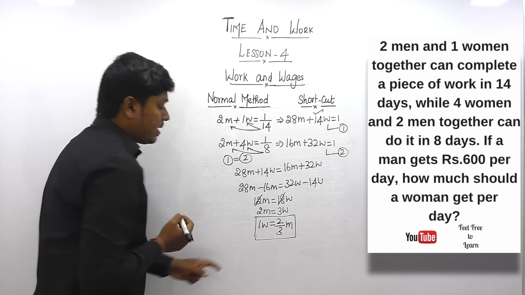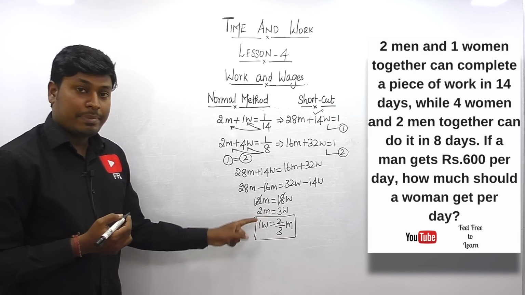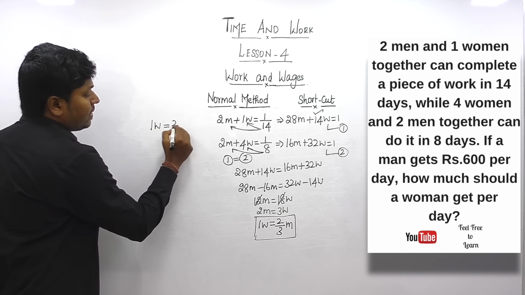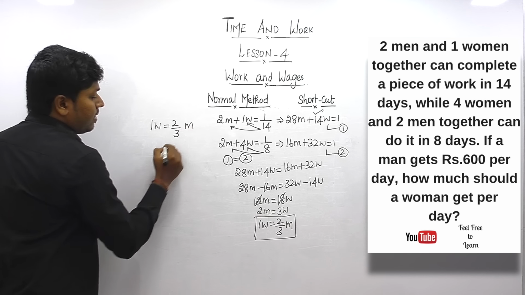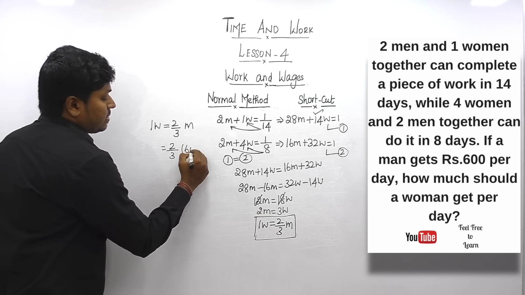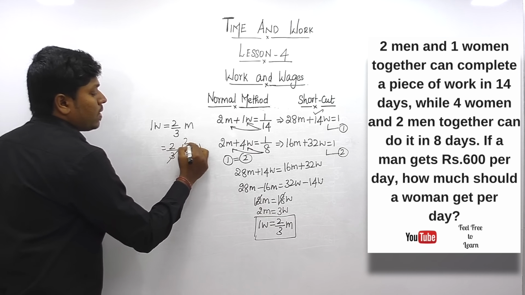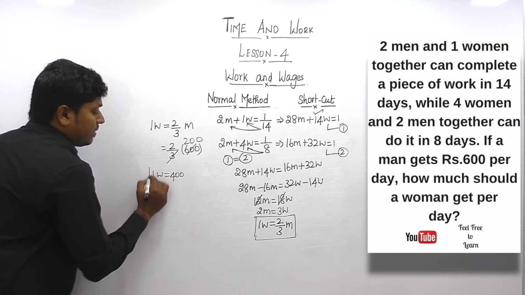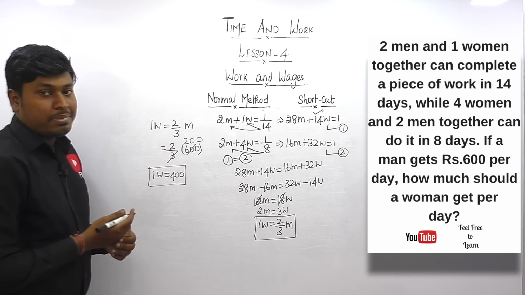So friends, got the logic, right? When you bring this 3 towards the left hand side, it becomes 2 by 3. So finally we found that 1 woman is equal to 2 by 3rd of a man, and we know that a single man's salary per day is 600. So when you cross this, this becomes 200. So we can say that 1 woman will be 400. So 1 woman earns rupees 400 per day.